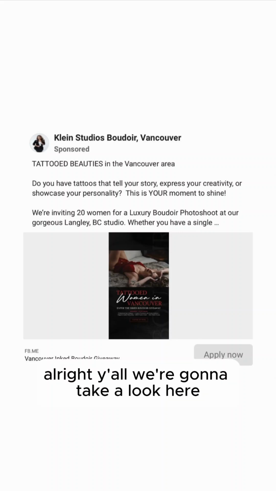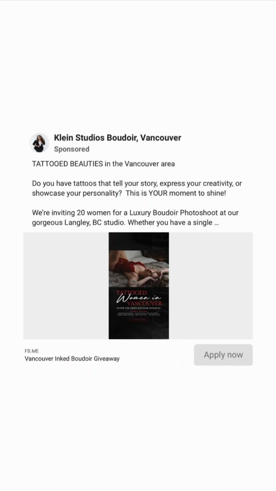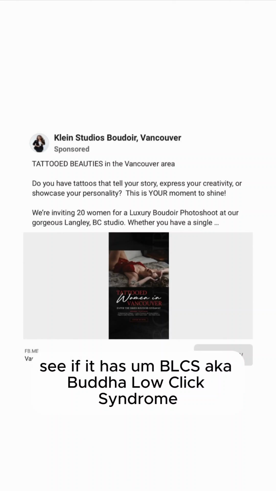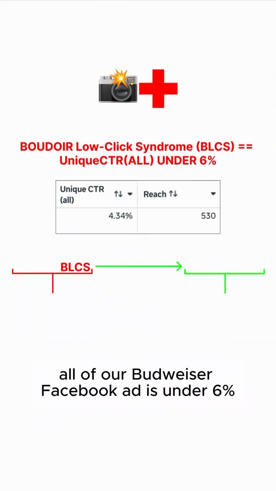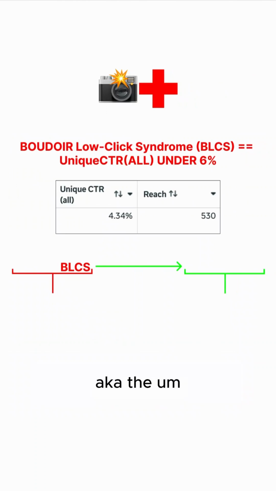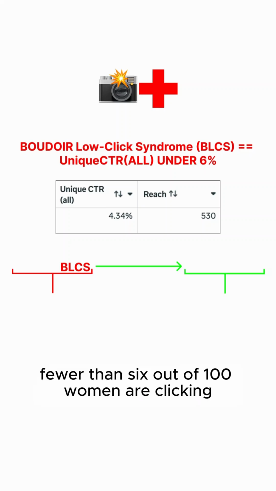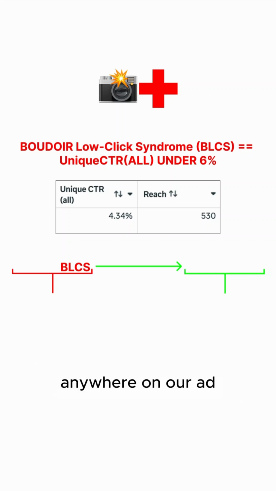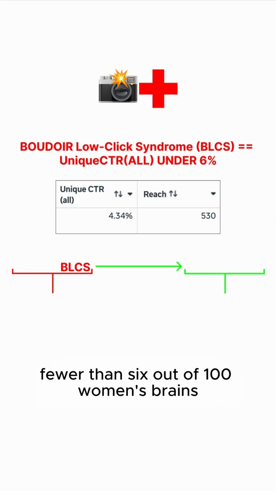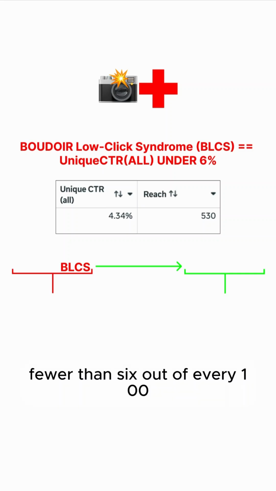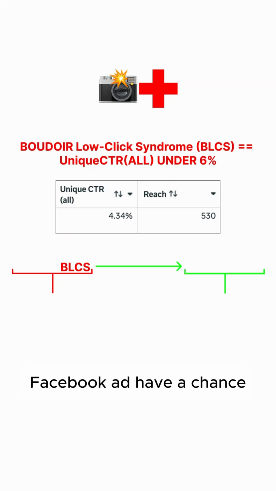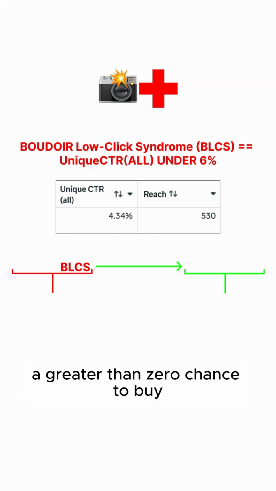All right, y'all, we're going to take a look here, diagnose this Boudoir Facebook ad, see if it has BLCS, aka Boudoir low click syndrome. So BLCS is when the unique CTR of our Boudoir Facebook ad is under 6%, aka fewer than 6 out of 100 women are clicking anywhere on our ad. That means our ad is entering fewer than 6 out of 100 women's brains, and that means fewer than 6 out of every 100 women that see our Boudoir Facebook ad have a chance, greater than zero chance, to buy.